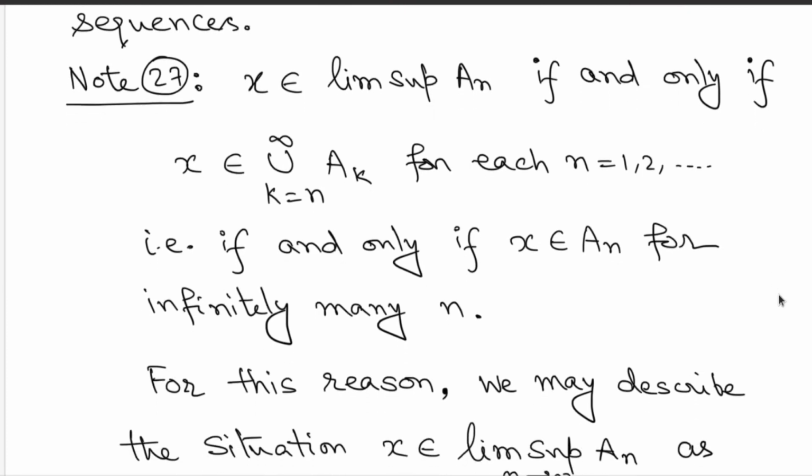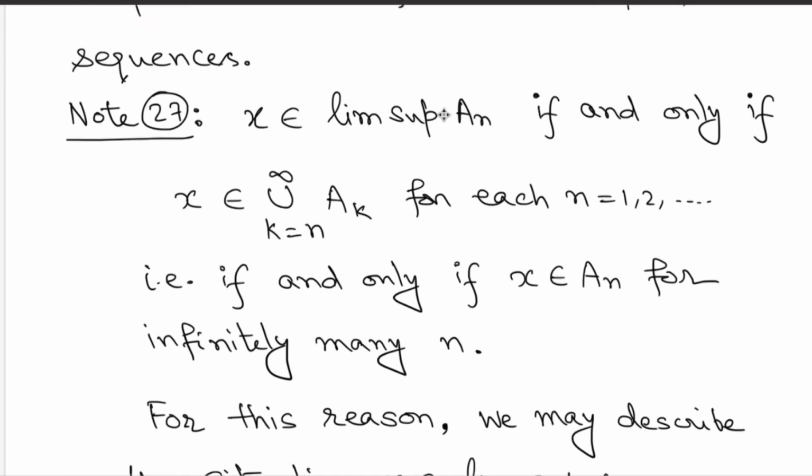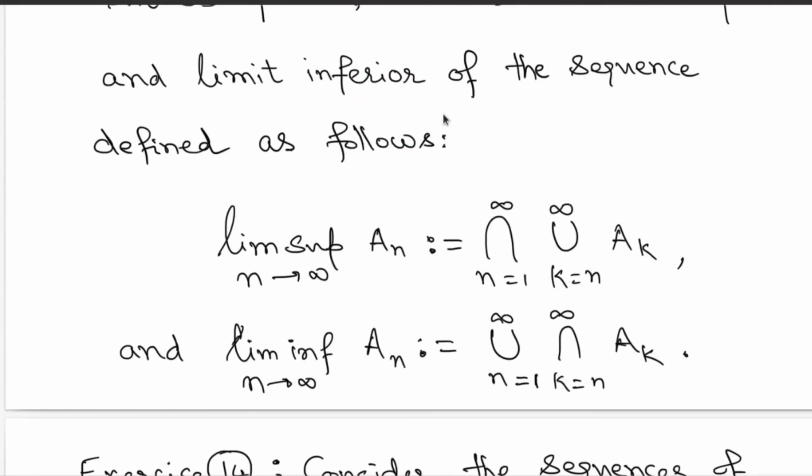Now there are certain interesting interpretations for limit superior and limit inferior. If a point belongs to limit superior, let's go to the definition once more. Let's look at x belongs to limit superior. That means x belongs to this intersection, right? Intersection is outside. So that means x belongs to this inner union for all possible n.